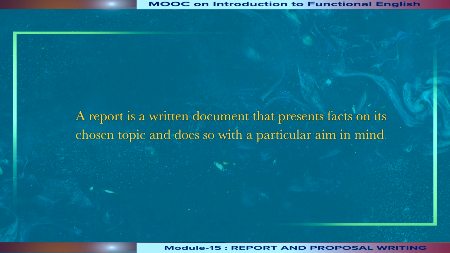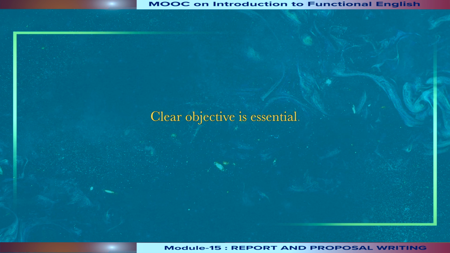Okay. A report is a written document that presents facts on its chosen topic, and it does so with a particular aim in mind, with a particular target audience, right? So essentially, the objective has to be very clear. Okay, why the report and who the target? These two are very important.